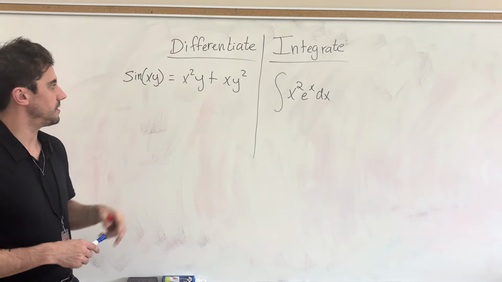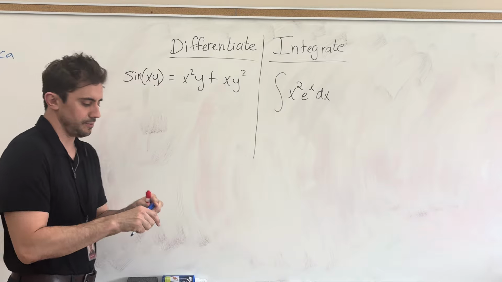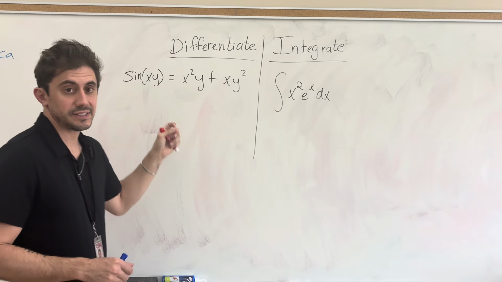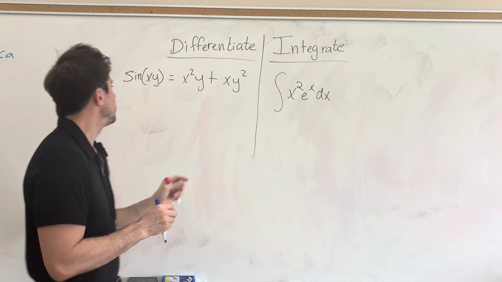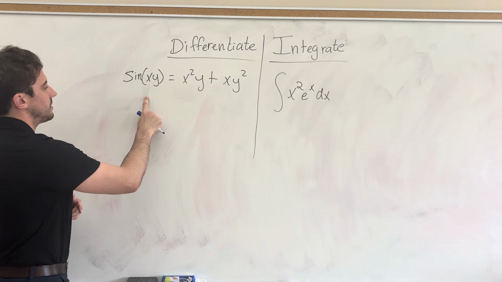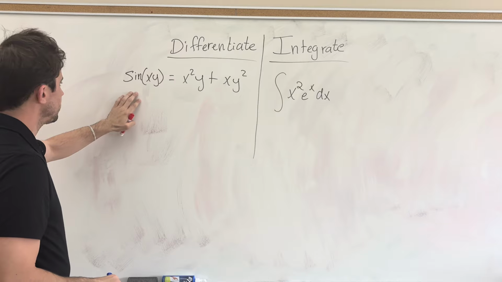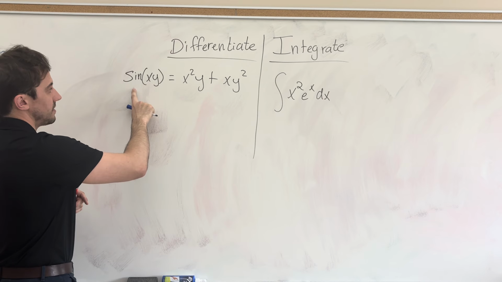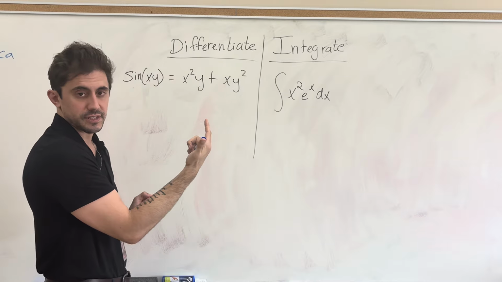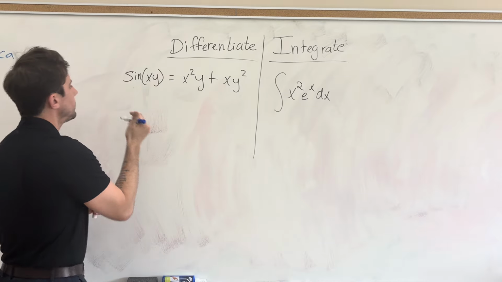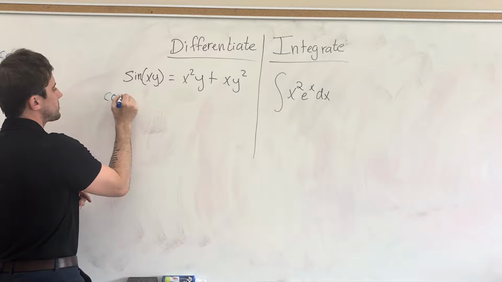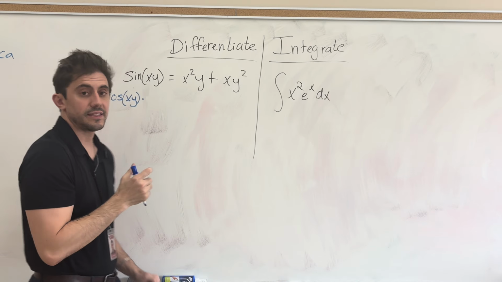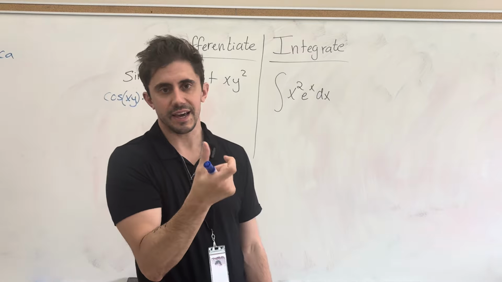For the first one, we're going to again use implicit differentiation. So we're going to differentiate both sides with respect to x, right? Take d dx of both sides. So on the left-hand side, we are going to have cos of xy times the derivative of the stuff inside of those brackets. And so that means cos of xy times, and then we're going to use the product rule on the xy.